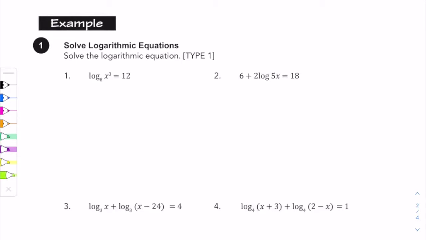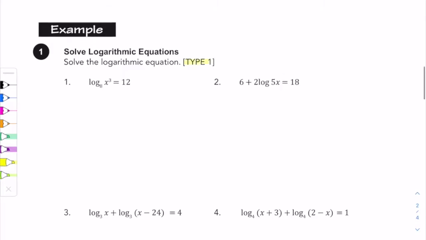Okay, moving into the first example set. So I did type up here for you saying that it's type 1, which means there's only a log on one side of the equal sign. However, most of the time I will not specifically say which type that you need to use. You need to recognize, is there a log on one side or is there a log on both sides of the equal sign?